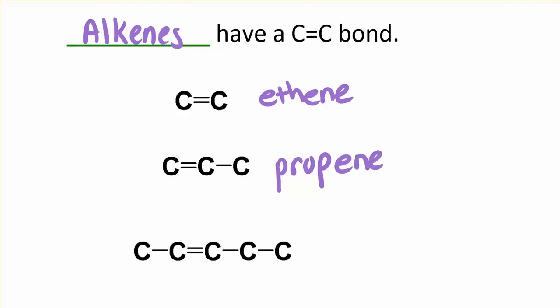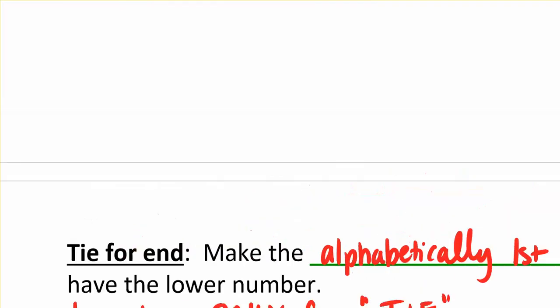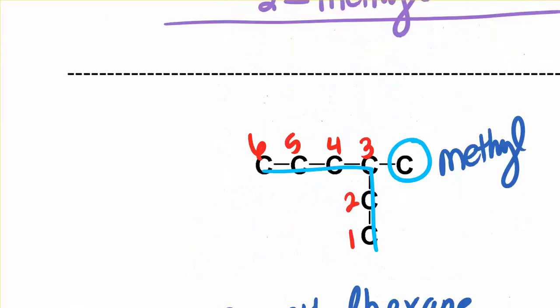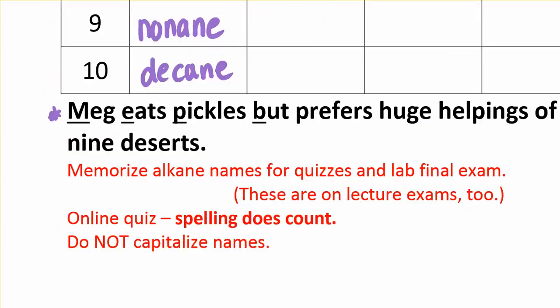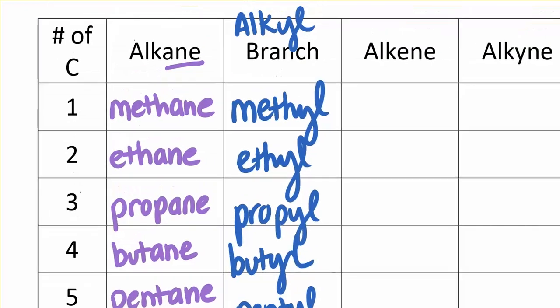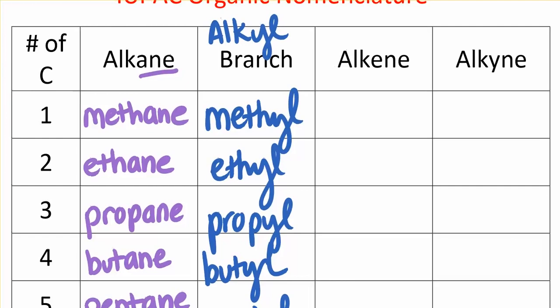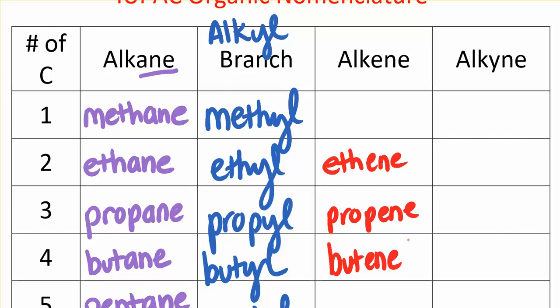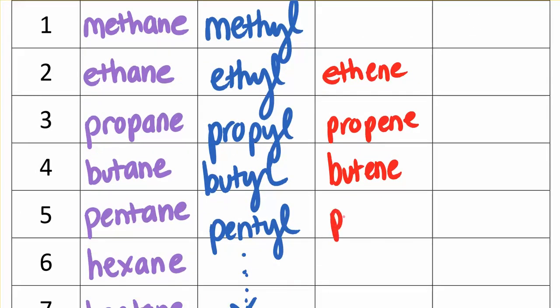Let's go back to our chart on naming, our table. Here we are. Now we can fill in some alkene names. We said ethene, propene, butene, and this does continue on down. Drop the ane and add ene.